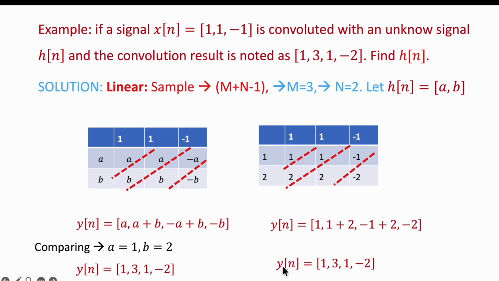And then you can see that the result y of n is equal to 1, 3, 1 and minus 2. That was the resultant signal. Then you can easily say, okay, the value of h of n is equal to 1 comma 2.